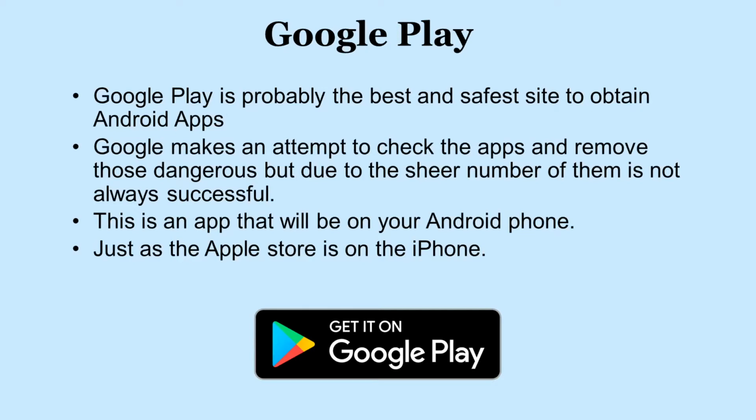Google Play is probably the best and safest site to obtain Android apps. They check them using the Play Protect program and will remove those that are dangerous. But there's a huge number of them, as you saw from the previous slides, so it may not be fully successful. Google Play is an app that will come pre-installed on your Android phone, just as the App Store is on the iPhone. You may either see a logo where it says Get it on Google Play, or you may just have that triangle.